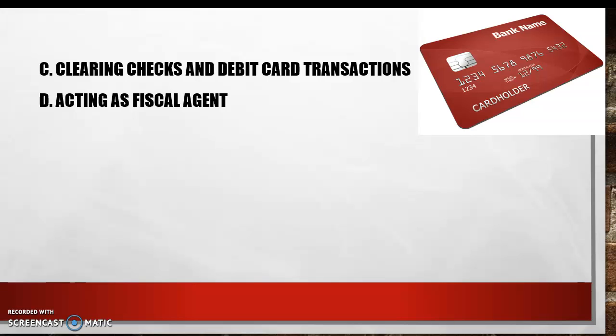The Federal Reserve System acts as the government's bank. In other words, the question might be asked, how? So we just defined what a fiscal agent was. Now we need to know, how does the Fed act as the fiscal agent?